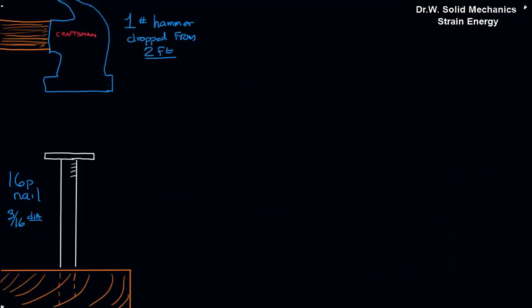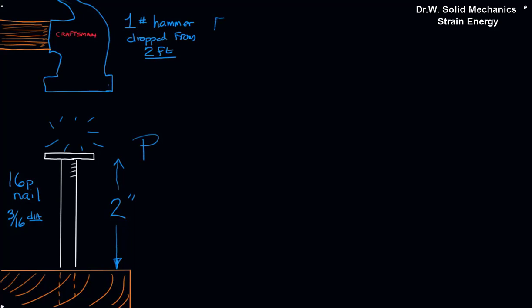Here we have a 1-pound hammer that we're going to model the strike as if it were dropped from 2 feet, and it hits a 16-penny nail that's sticking into some wood, and the nail is 2 inches above the level of the wood, and we strike it, but the nail doesn't move. Find the force P developed during the impact.